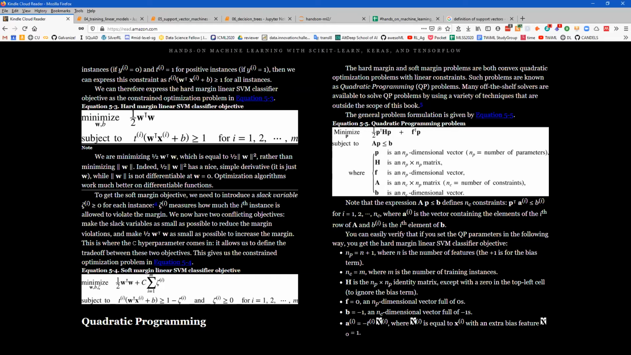Oh, you're saying the slack variable also kind of conflicts. Well, I guess that's what he said. It's a little conflicting here. Yeah, C has to do with the penalty for having margin violations. So it seems like if you increase C, then you're increasing regularization, but that's wrong. So I don't understand it.